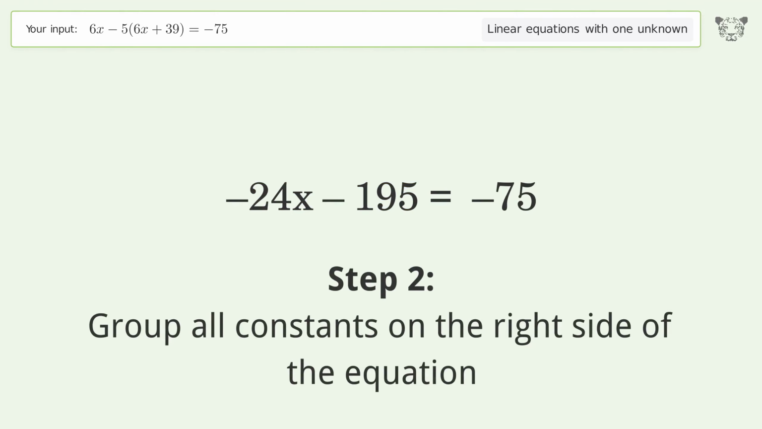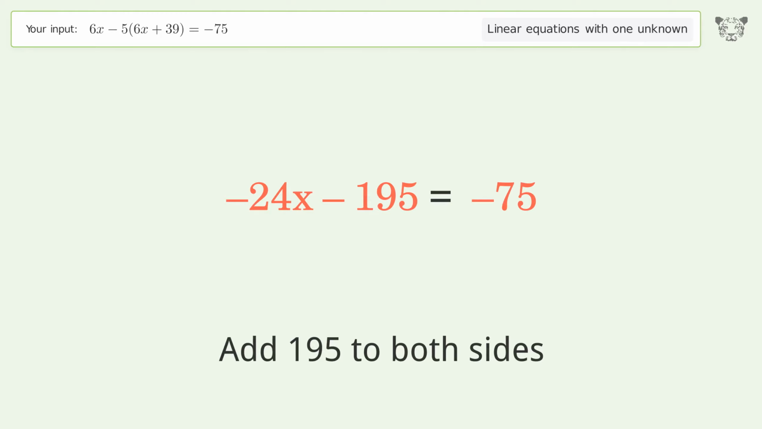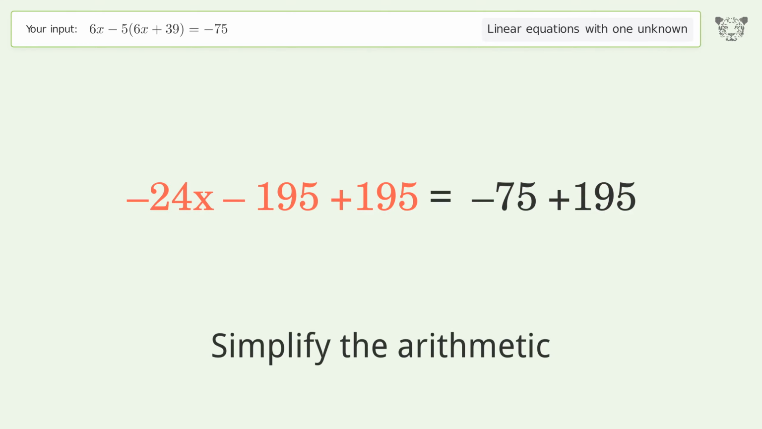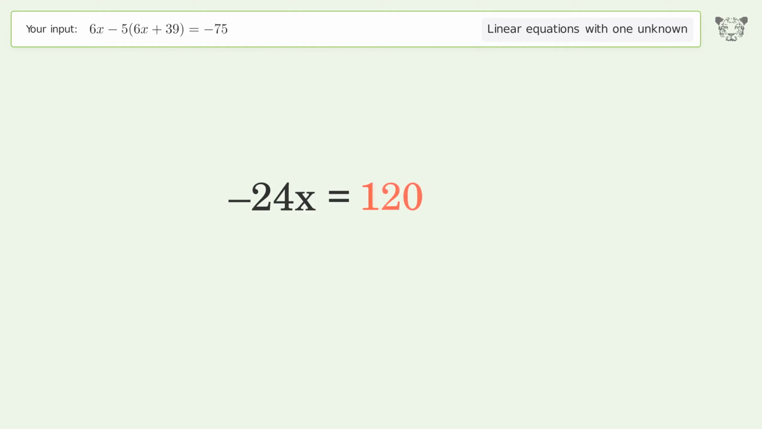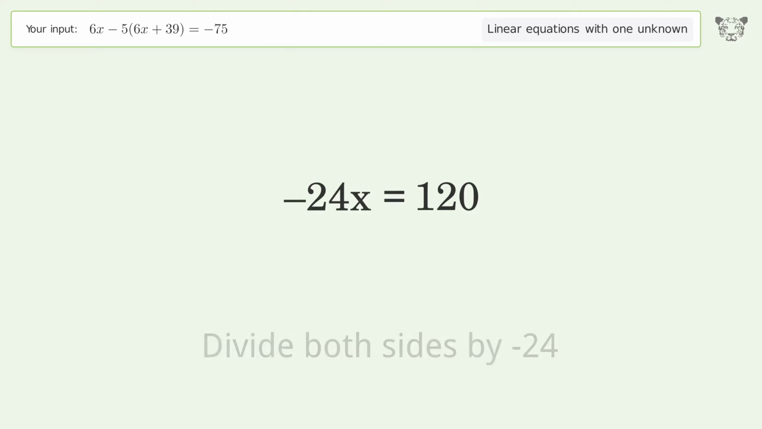Group all constants on the right side of the equation. Add 195 to both sides. Simplify the arithmetic. Isolate the x. Divide both sides by -24.